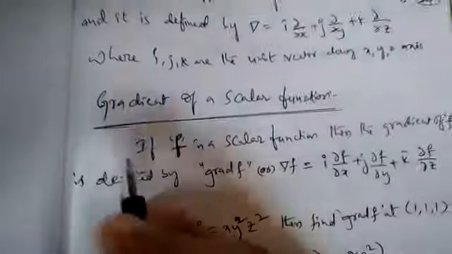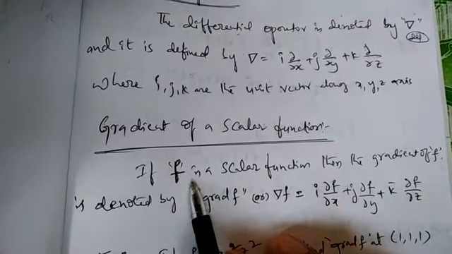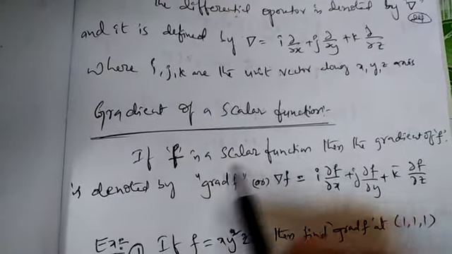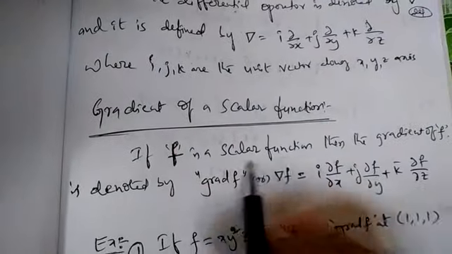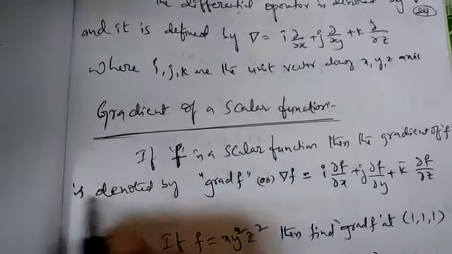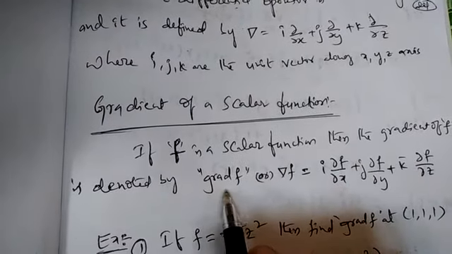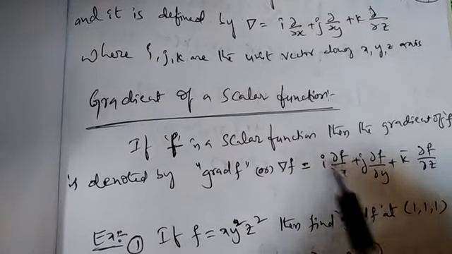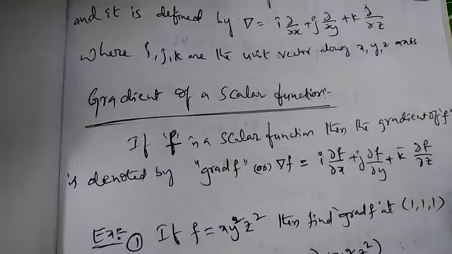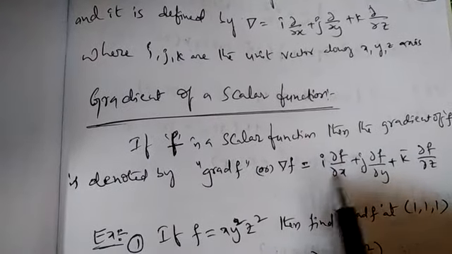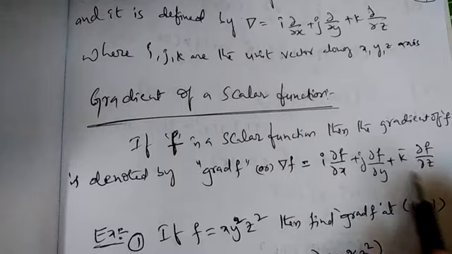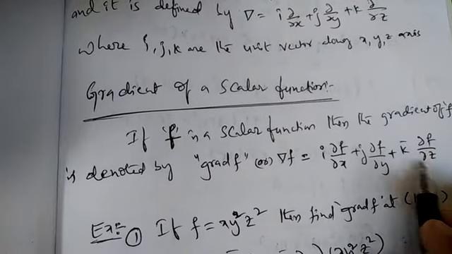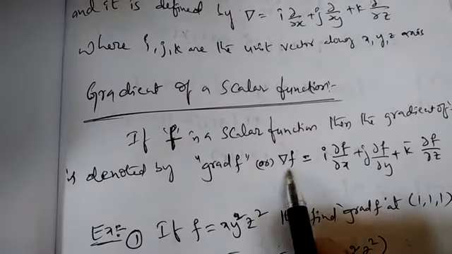First, the gradient of a scalar function. If f is a scalar function, f doesn't have a direction, that's why it is a scalar function. Then the gradient of f is denoted by del f or grad f. We read it as grad f or del f. Now we can apply the operator on f for each direction: i ∂f/∂x along x, j ∂f/∂y along y, k ∂f/∂z along z, which gives the gradient of f, that we call del f.